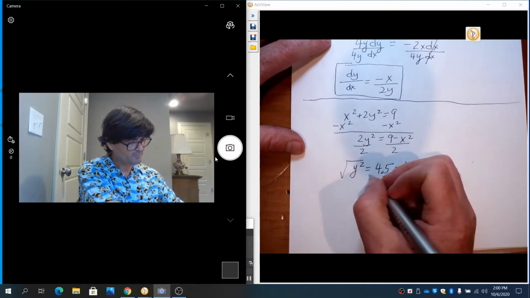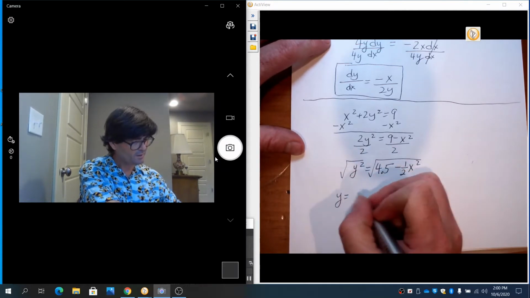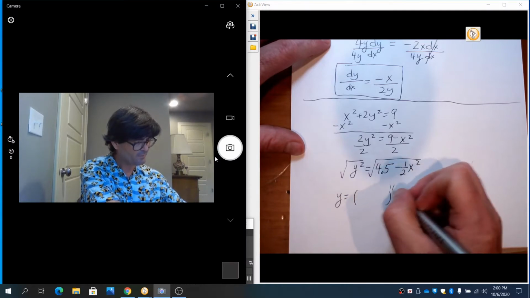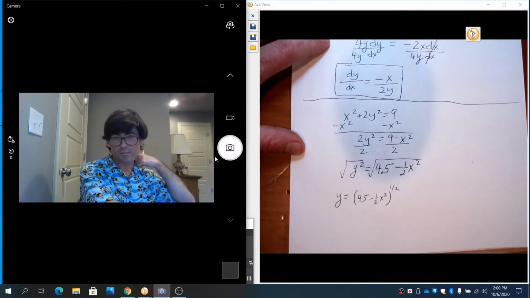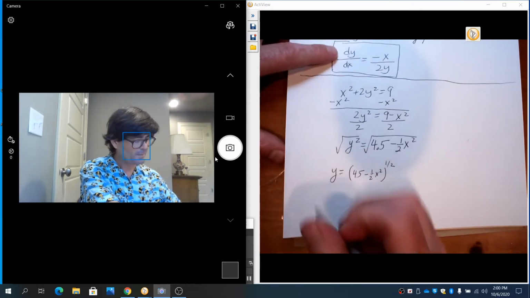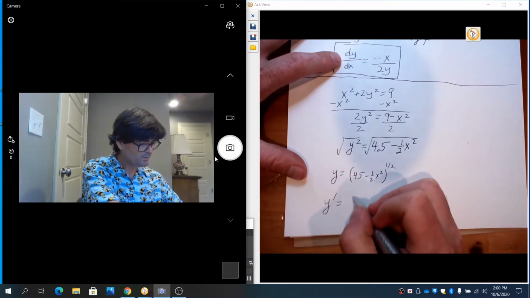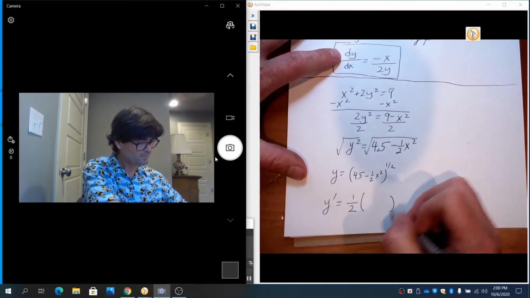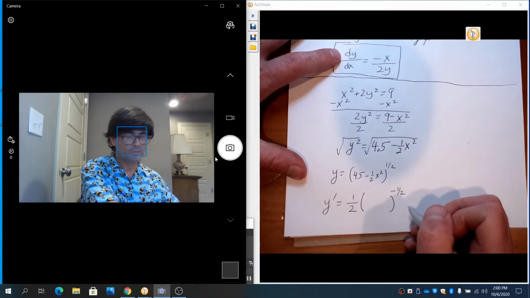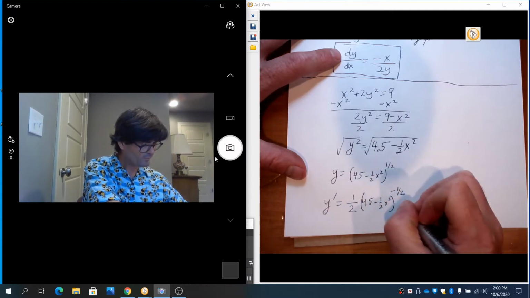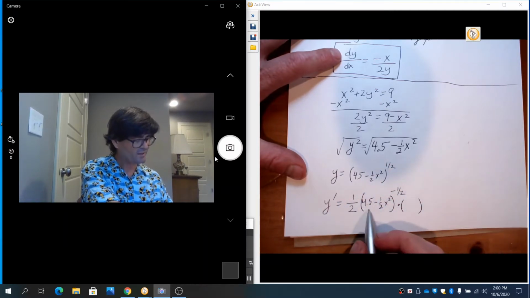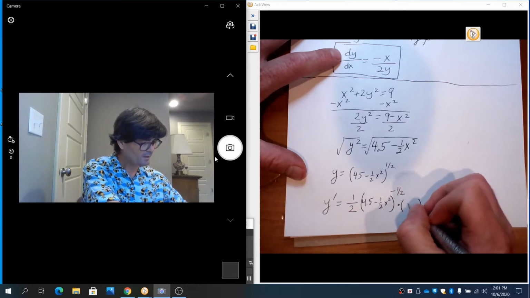Then you have to take the square root of both sides. So you have y equals, I'm going to write this as to the 1/2 power, 4.5 minus 1/2 x squared. And then y prime, this would be a chain rule, be 1/2, drop that power by 1, recopy the inside, 4.5 minus 1/2 x squared. And then multiply that by the derivative of the inside. The 4.5 has a derivative of 0. Bring the 2 down. So minus 1/2 times 2 is 1. And then x to the 1.